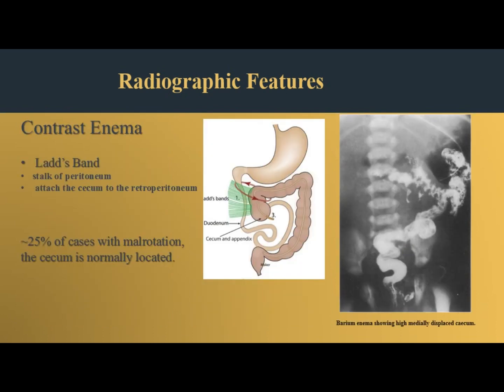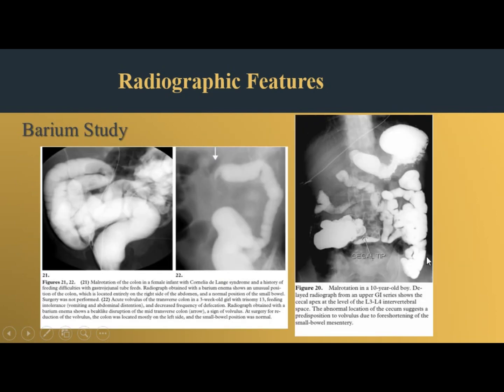We talked about Ladd's band. Here we see Ladd's band again. It's a stalk of peritoneum. It causes obstruction of the second part or the third part of the duodenum. This is also a case of Carolina Lenangri syndrome, and in this syndrome, usually the patient has malrotation.